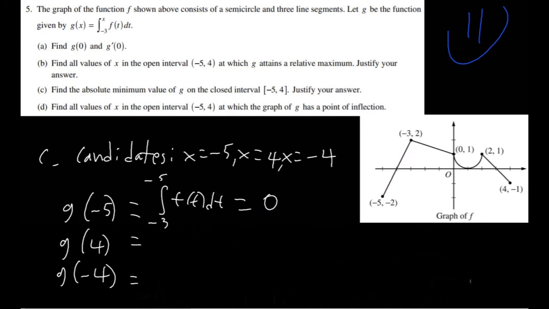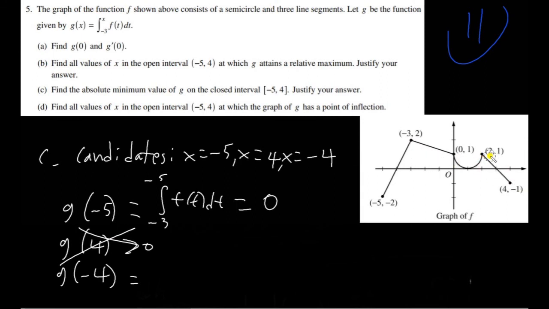And then next, g of 4. Notice that if I take the integral from -3 all the way to 4, the answer is obviously going to be a positive number, right? Because there's all of this positive area here, and then only this tiny negative area. So the net area is obviously positive, so this g of 4 is going to be greater than 0. And since we want to find the absolute minimum, this can't be the absolute minimum, because we already know that g of -5 is equal to 0. So g of 4 is crossed out. That's not possible. Finally, we have g of -4.